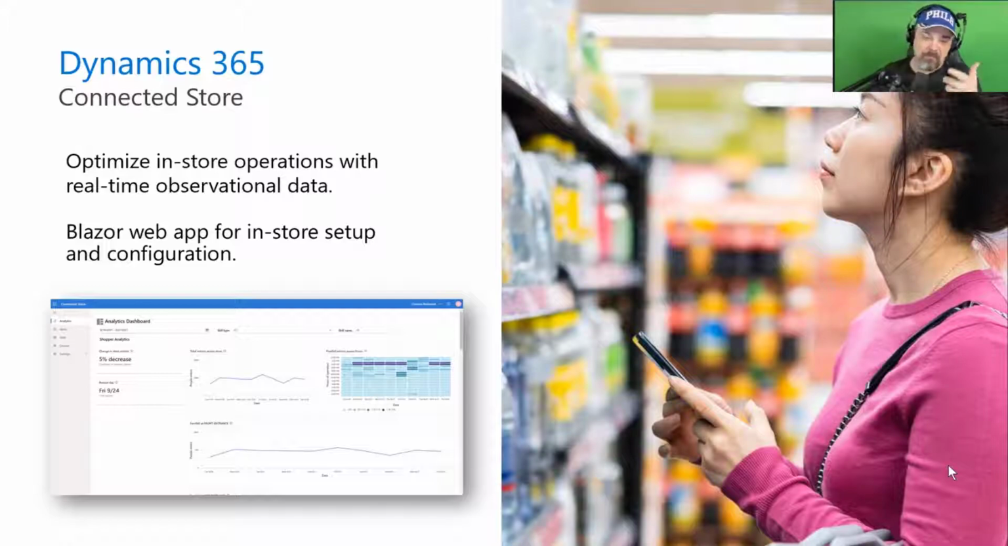That Blazor web app is being used for in-store setup and configuration, and then they can interact with the store wirelessly using mobile devices. Very cool stuff that Blazor now enables you to do that is faster in running native code on these devices than running interpreted code with JavaScript.